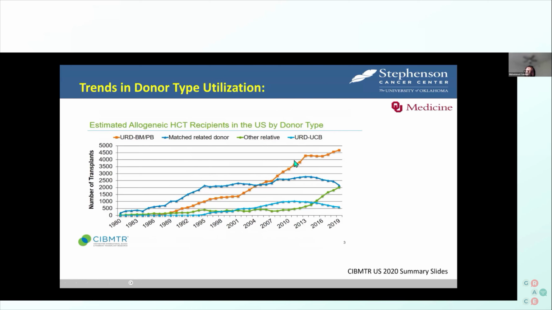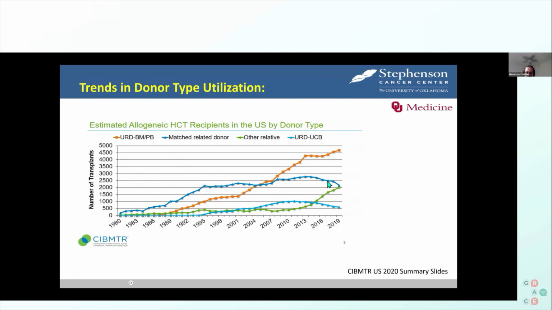These are the trends of how donors have been selected over time. So if you see, this blue curve is the matched sibling donor. Historically, the biggest source of bone marrow donation or stem cell transplant donation was a matched sibling donor. Around mid 2005, the unrelated donor picked up and became the biggest source. And now in 2019, the other relatives, most likely half-matched donors, are meeting the matched-related donor options.